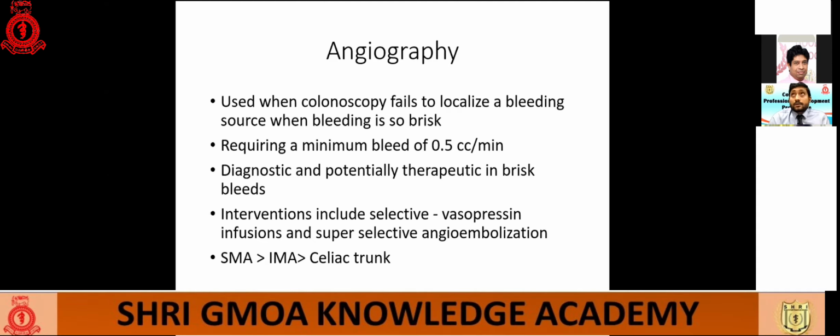Then a bit about angiography. To do a mesenteric angiography, the patient should bleed at least a minimum of 0.5 cc per minute to localize the place of bleeding. The importance of mesenteric angiography is that you can identify where it bleeds, and at the same time you can put coils or inject vasopressin and stop the bleeding source. Most commonly, the commonest is the superior mesenteric artery. Then you would examine the inferior mesenteric artery. Then lastly, the celiac trunk.